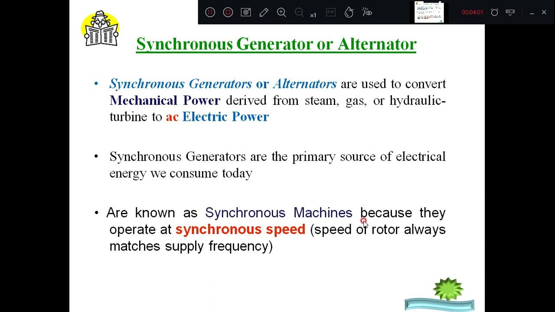These are called synchronous machines because they operate at synchronous speed, which is constant. The speed of the rotor always matches the supply frequency. We will see what the relation is between the speed and the frequency. The alternator is basically an AC generator which converts mechanical energy into electrical energy.